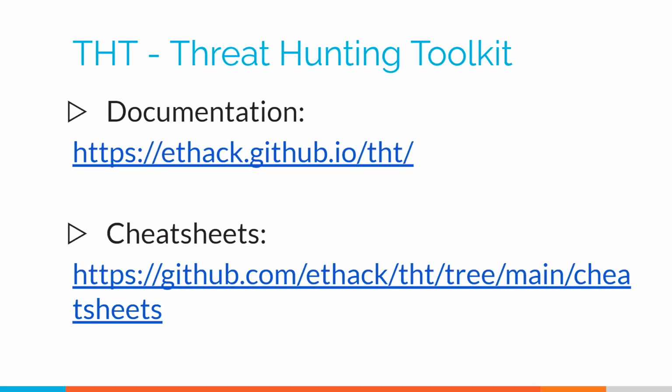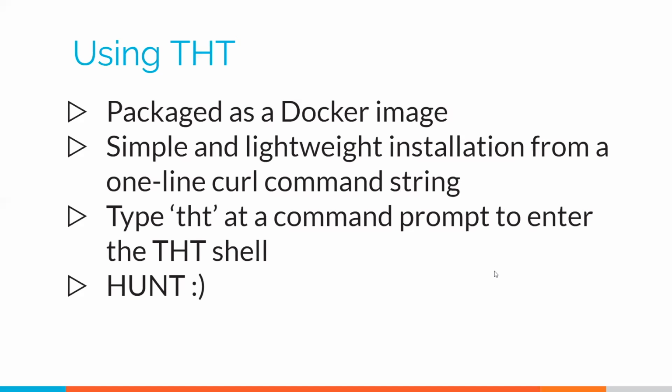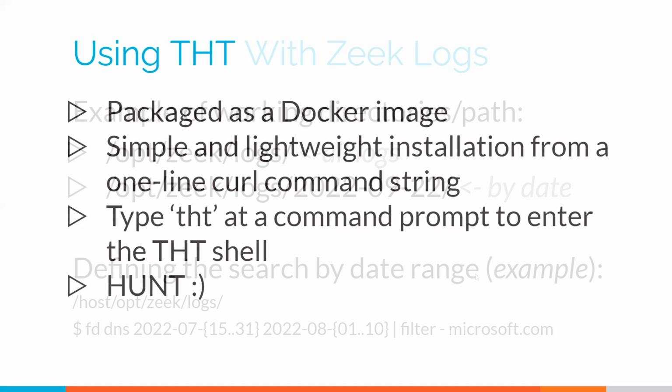What it helps with is instead of having to craft a 100 character long command string to apply a combination of commands to output what you need, it's been condensed into a lot of shorthand. To me, it's much easier to use. Using THT is very simple. On the GitHub page, there's a one-line curl command that you run, which installs it on a Linux box, and you just type THT at the command prompt, and it launches you into the THT shell.